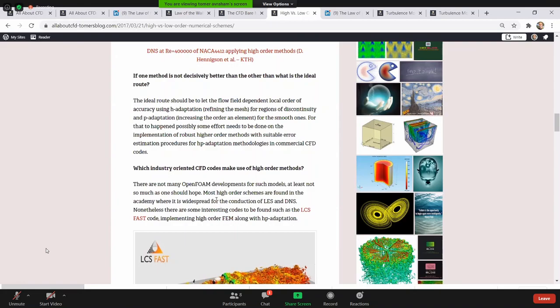Nonetheless, when we are talking about large eddy simulations and especially DNS, higher order methods are becoming quite essential, because especially at the area between the subgrid scale, the SGS, and the resolved scale, exactly where the filter cuts over there, we get large errors because of non-commutative operations that we do.